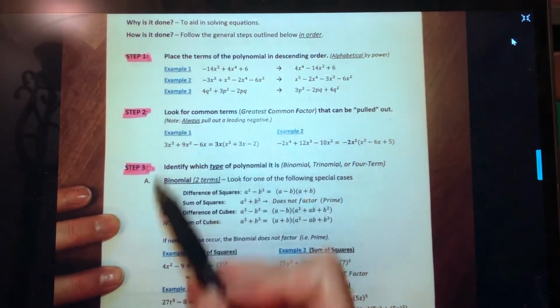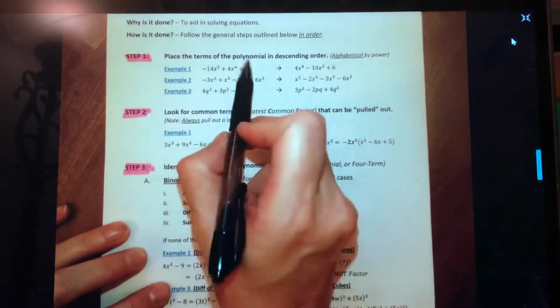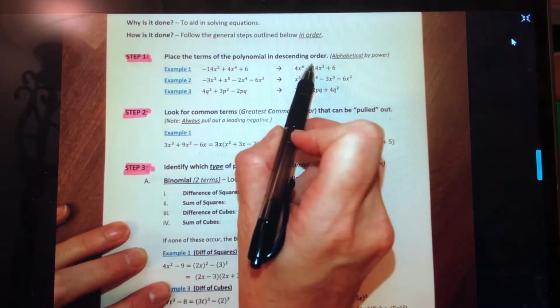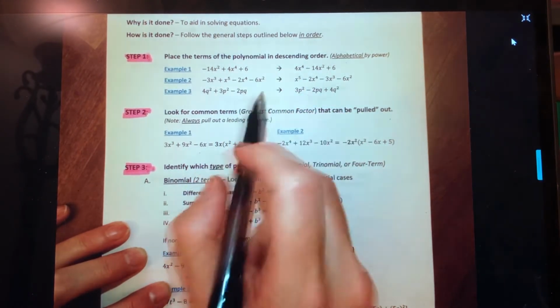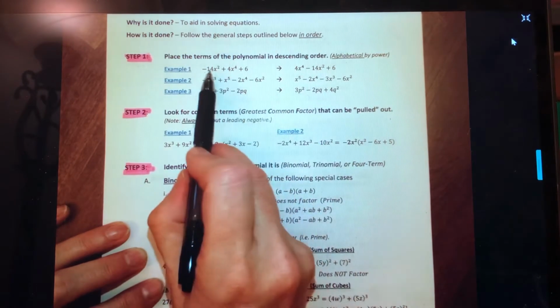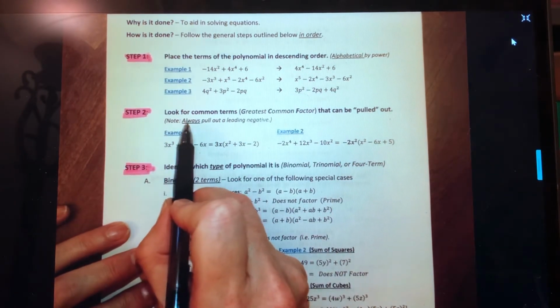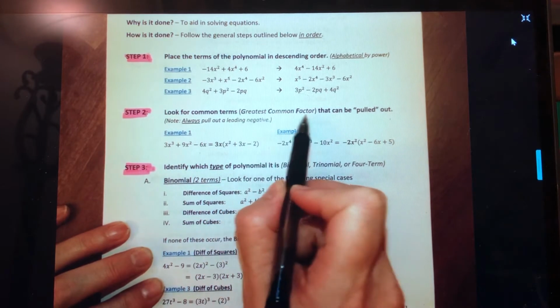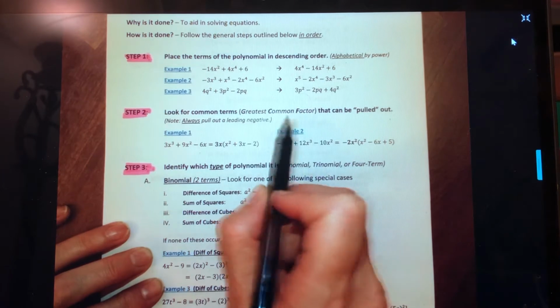Okay, so what are these 3 steps of general factoring? The first one is we need to place all the terms of our polynomial in descending order, okay? And I'll explain what that is in a second. Once we've done descending order, then we're going to look for something called a greatest common factor. And if there is one, we're going to factor it or pull it out front.